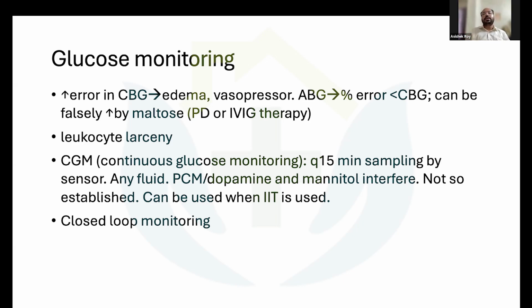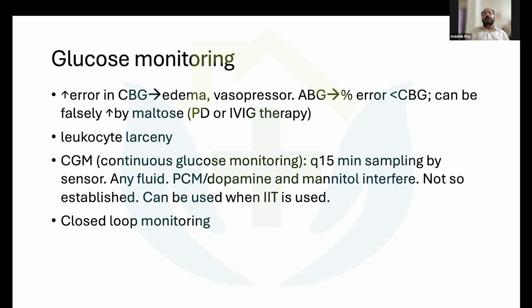So, if your patient has a glucometer level of 90 and your ABG, which is normally calibrated, shows a blood sugar of 65, it is the ABG which is more accurate and not the capillary blood sugar. Do not cross-check your ABG values with the capillary blood sugar.